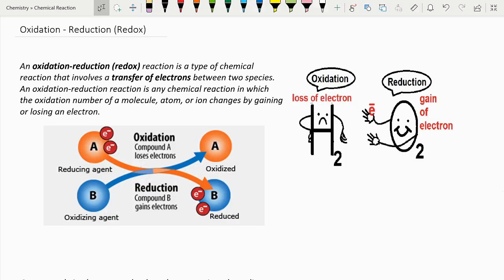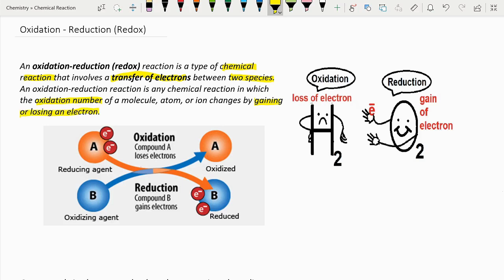Alright, now let's go over the oxidation reduction reaction. So the oxidation reduction reaction is a type of chemical reaction that involves a transfer of electrons between two species. An oxidation reduction reaction is any chemical reaction in which the oxidation number of a molecule, atom, or ion changes by gaining or losing an electron.